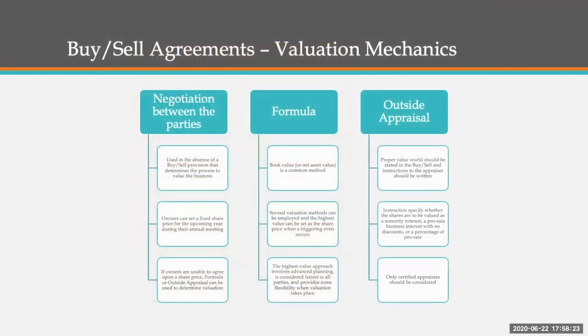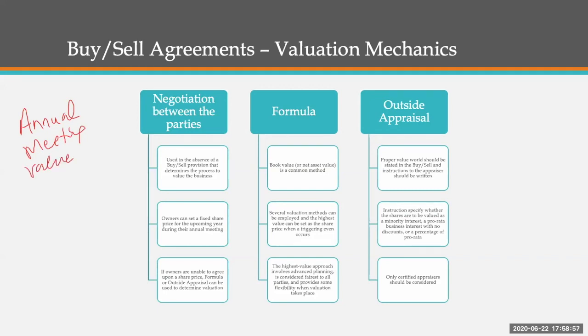So this one, we're looking at some of the different valuation mechanics. And the first one is negotiation, negotiation between the parties or among the parties involved. So really with that, here it says, it's used in the absence of a buy-sell provision that determines the process to value the business. A lot of times what business owners could do is simply, when they have their annual meeting, come up with a price they all think is fair for the value of the business, and that's what the value will be pegged for the upcoming year in case a triggering event occurs.